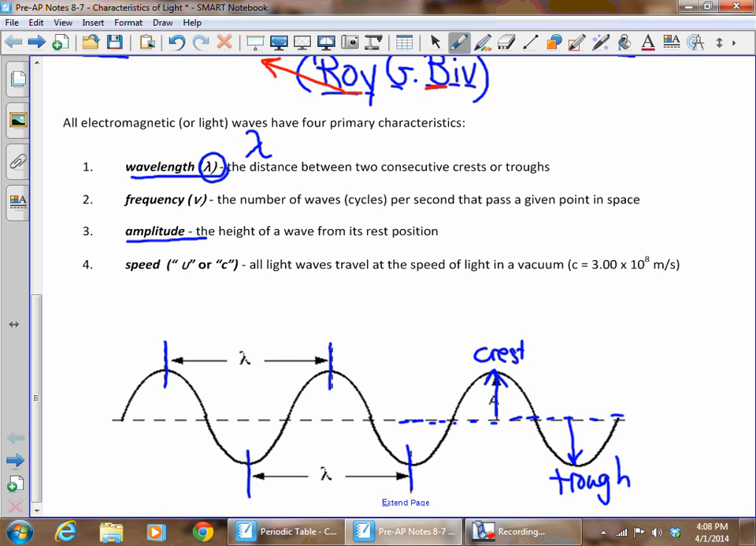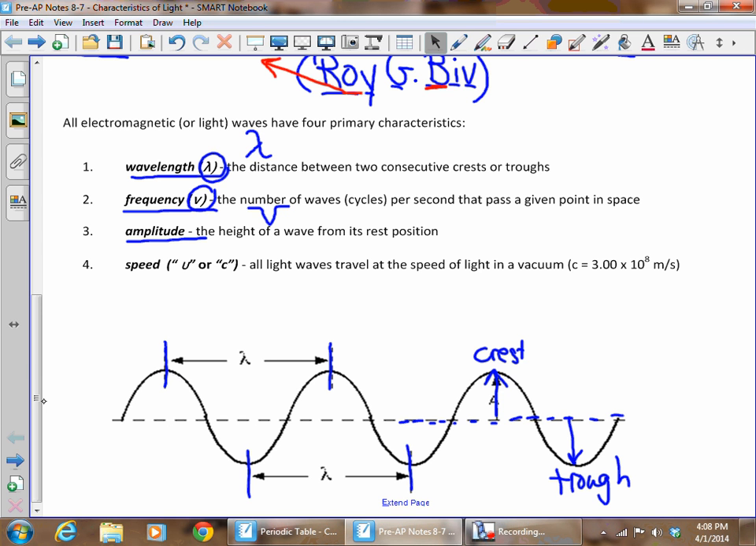I would expect you to know what frequency is. If you look at the symbol for frequency, it looks like a V. It's actually a Greek letter nu, N-U. It looks like a blocked off V with kind of edges on the sides if you handwrite it. The frequency is how many waves pass a point each second.